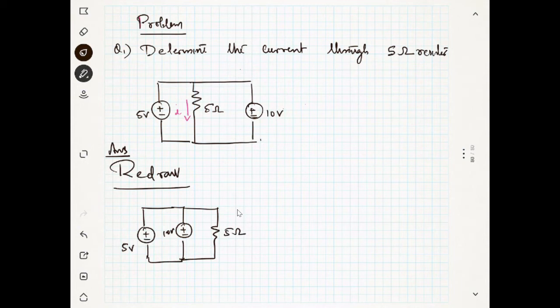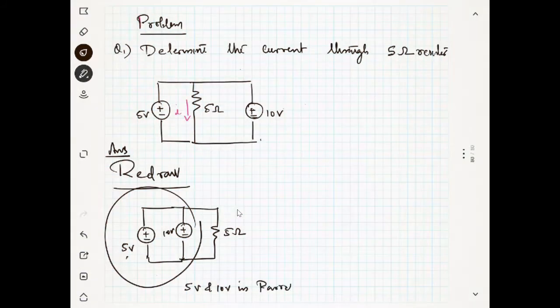We apply KVL. If you take one wire and put it here, you can redraw the circuit like this. Is it the same? So you can see two sources, one 5 volt and one 10 volt, are in parallel. That is not possible. So this kind of circuit does not exist. If you connect like this, your battery and everything will be damaged. You cannot connect it like this.